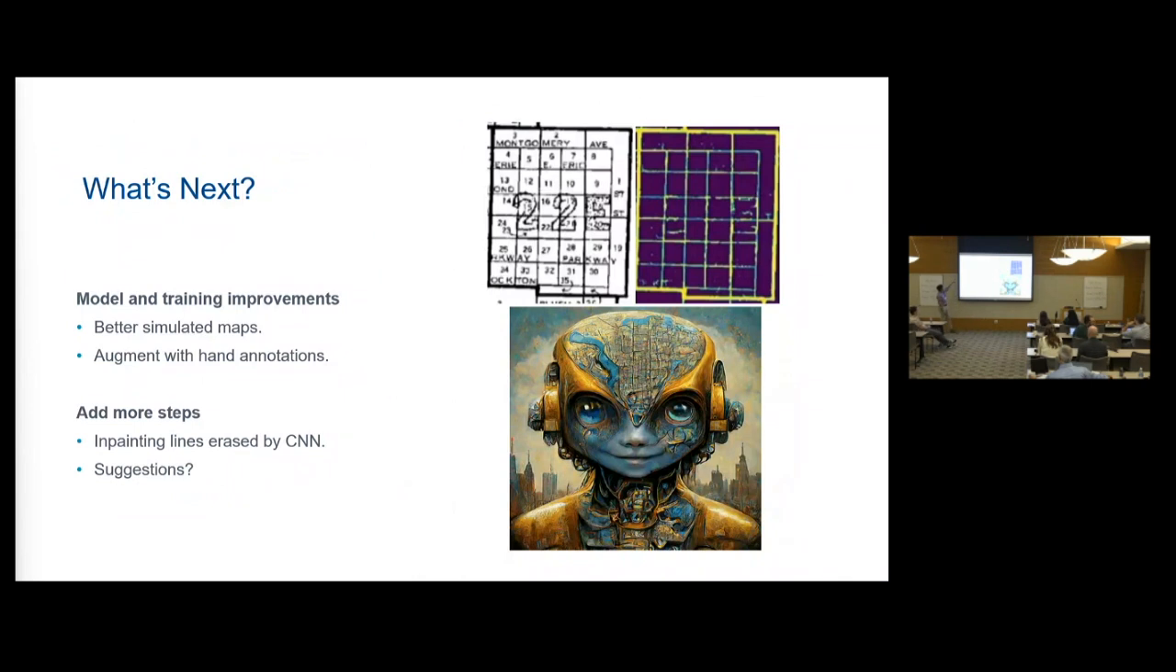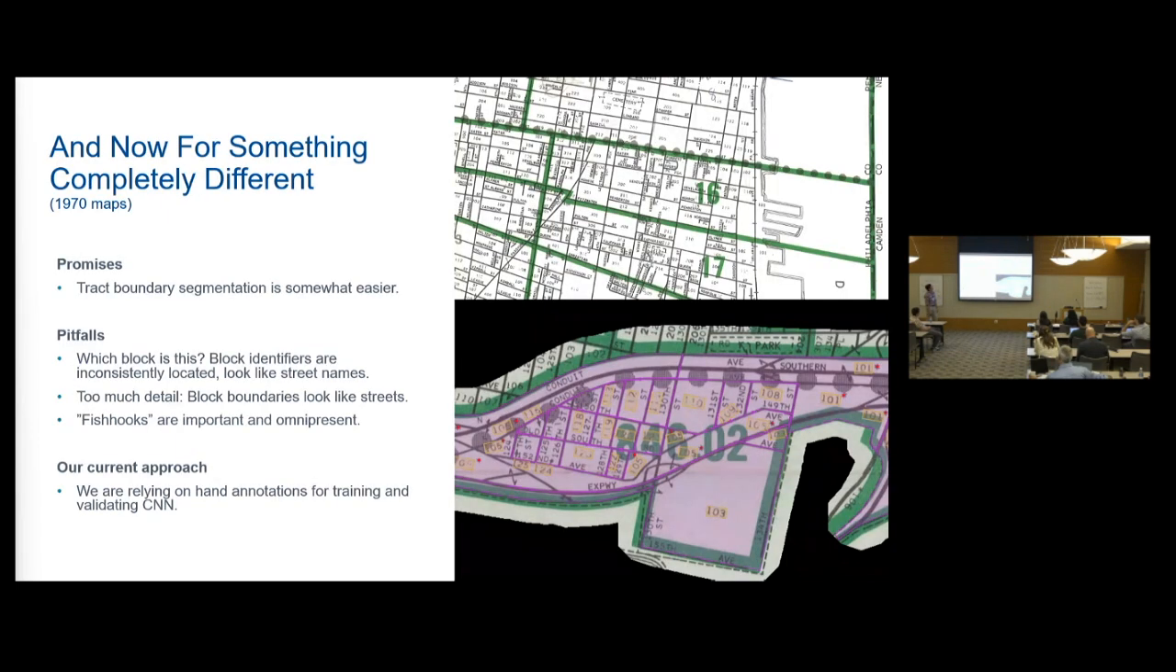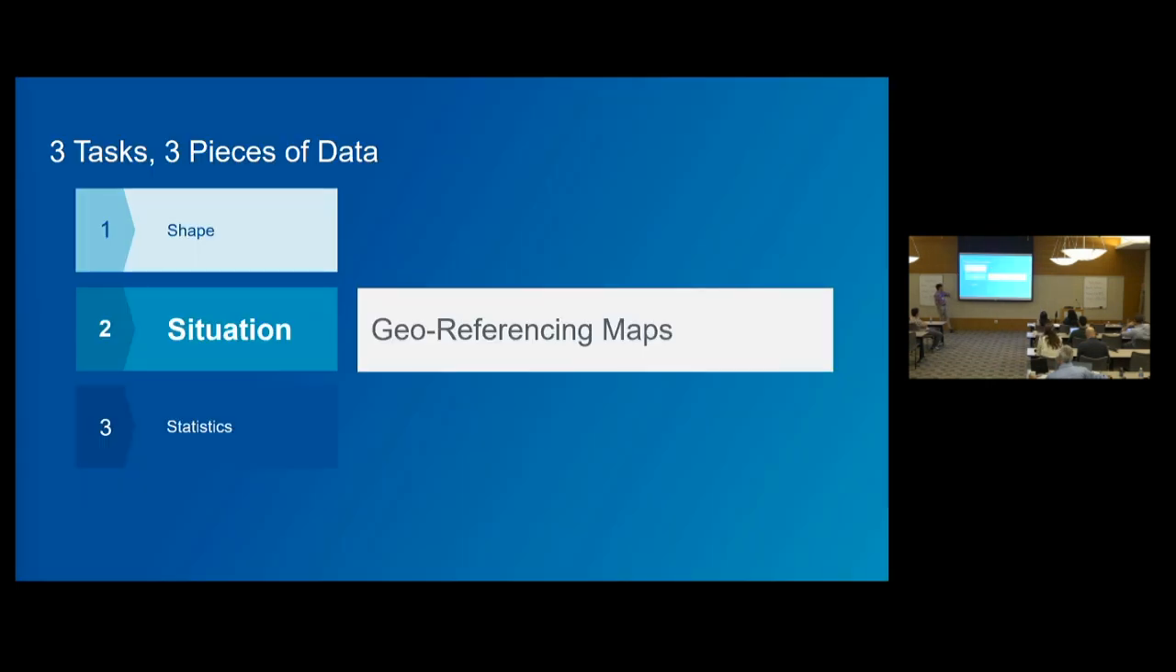What's next? Better simulated maps, some hand annotations. The model currently is a little bit too aggressive in removing tract identifiers. So we're talking about maybe a Gen AI approach where we're going to inpaint some of the missing lines. And of course, we're very open to suggestions about how to improve this. That was 40 and 50 and a little bit of 60. 1970 is completely different, so we have to do a whole different kind of model for 1970.